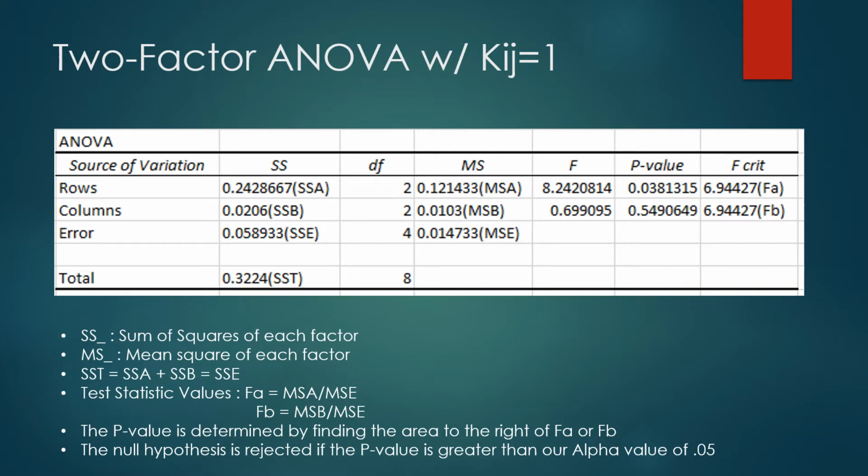Due to the P values, as you see, we are going to accept our null hypothesis for A and reject our null hypothesis for B. And that is because A is going to be less than our alpha, which is 0.05, and B is greater than our alpha, which is 0.05 as well.